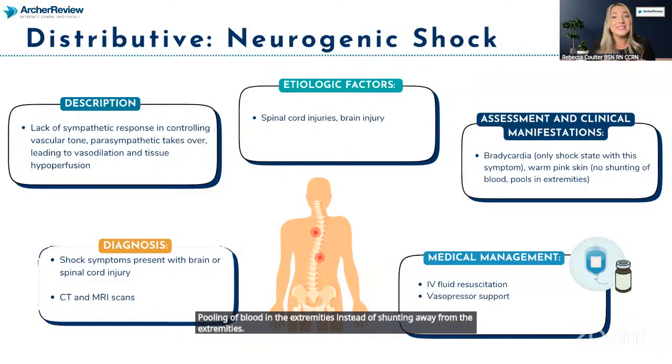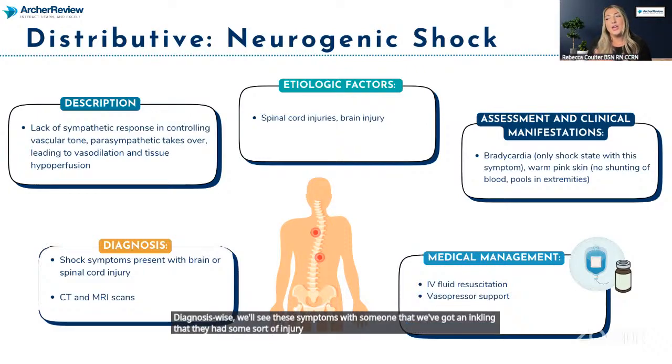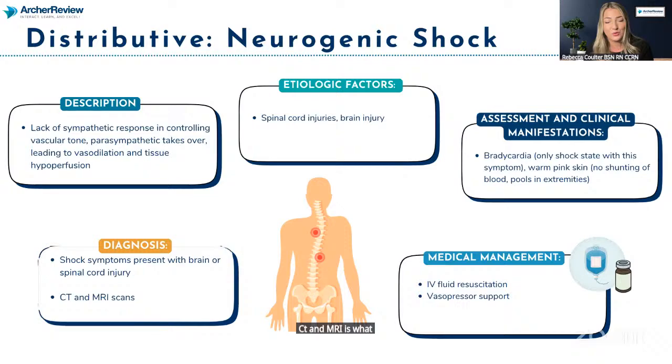Diagnosis wise, we'll see these symptoms with someone that we've got an inkling that they had some sort of injury. A lot of times we get the patient in and we know that they're there for a spinal cord injury or for a brain injury. And then they start to develop these symptoms and it's very easy to put two and two together. CT and MRI is what's going to tell us that we've got some sort of spinal cord or brain injury.